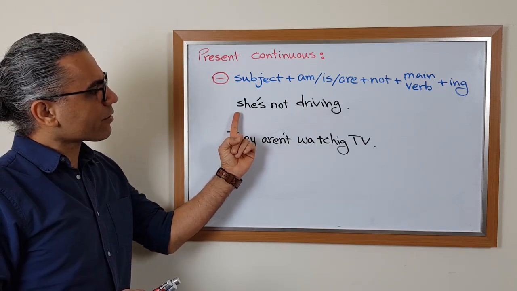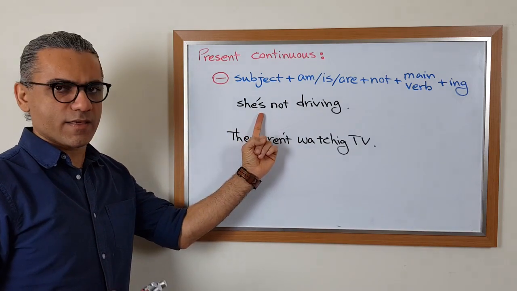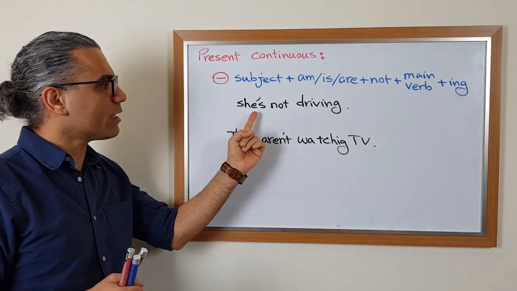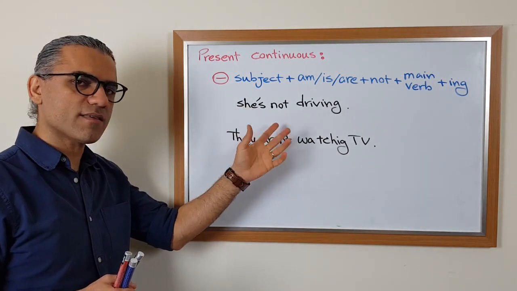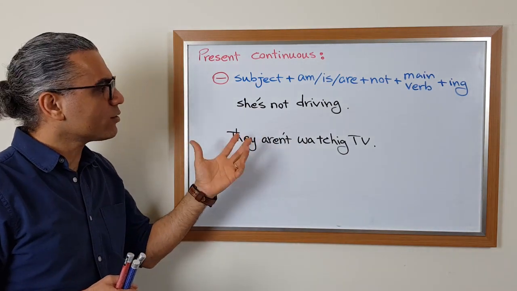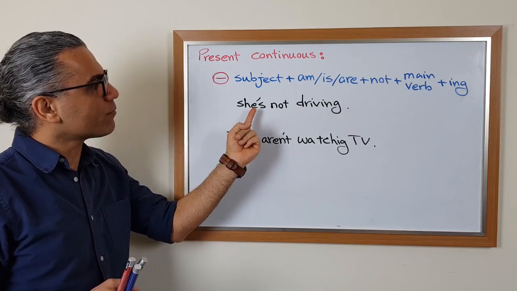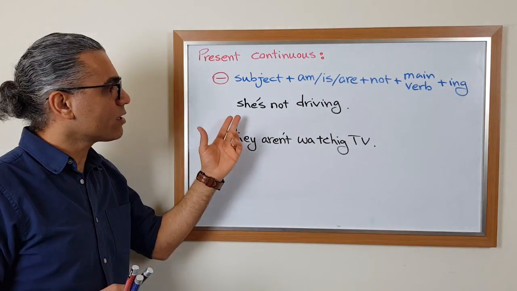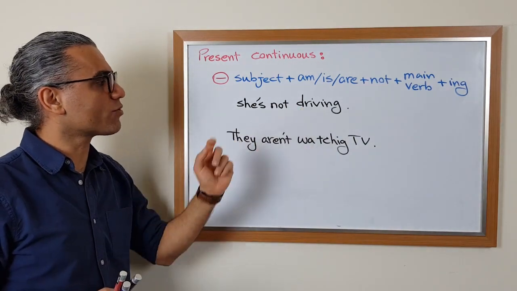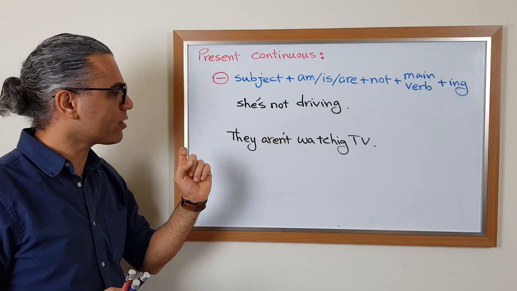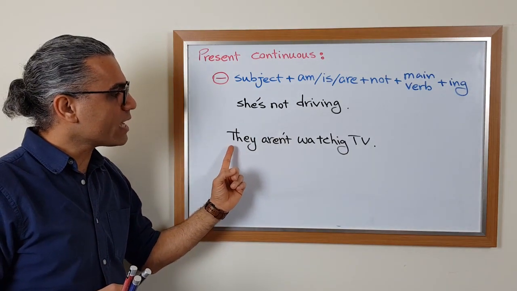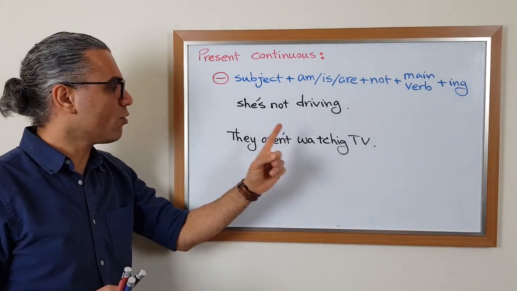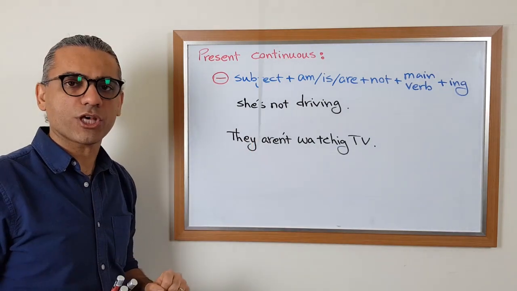So, in here, we used she and is to make a contraction. We have she plus is, and we write she's. And we can also put the auxiliary verb with not and make another contraction. Like instead of she's not driving, we could say she isn't driving. Or we could write they aren't watching TV, or they're not watching TV.